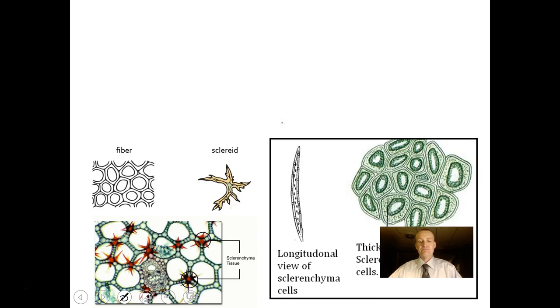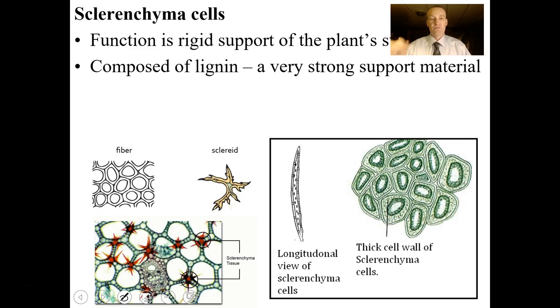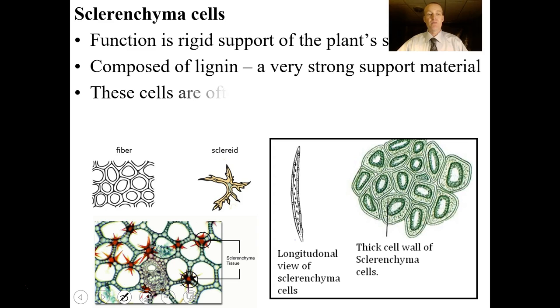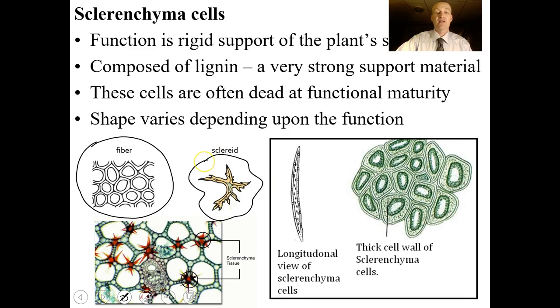Sclerenchyma cells are another type of cell, and they function in rigid support of the plant structure. They're composed of lignin, which is a very strong support material, and these cells are oftentimes dead at functional maturity. Their shape will depend on their function. You can see some of them are more fibrous, and others are more jagged. They do provide great strength.